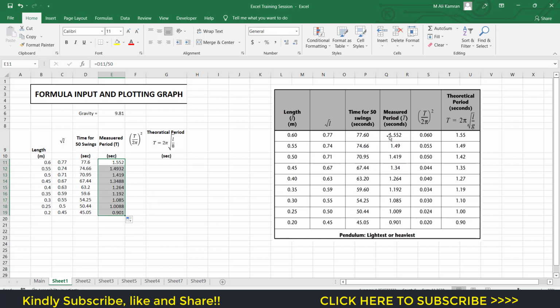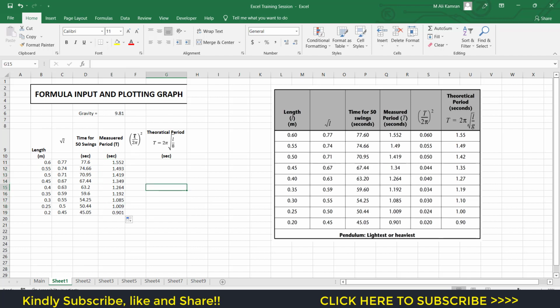Now again, as we can see, here we have the values up to 3 decimal places, so we can round all these values. So again, I need to click this, I need to edit this formula. So I will write ROUND again, and then comma and up to 3 decimal places, so we will put 3. So this is ROUND D11 divided by 50 comma 3, and press enter, and then double click this.